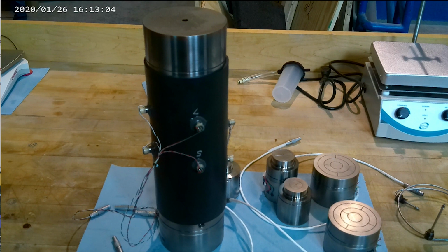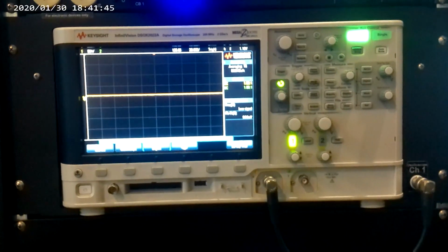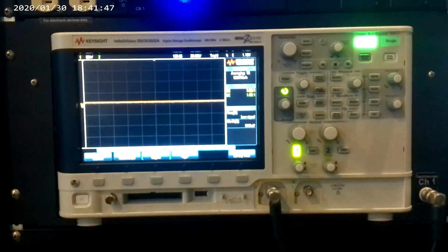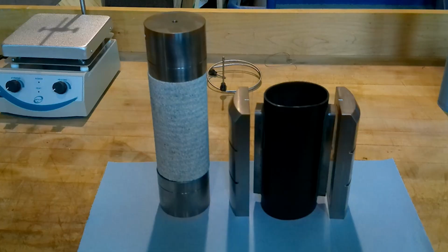The crystal stacks assembled are resonant frequency piezoelectric elements and mounted to a titanium substrate. The measured compressive and shear wave velocities are used to determine elastic moduli of the test specimen.